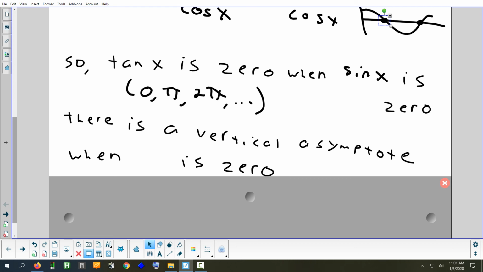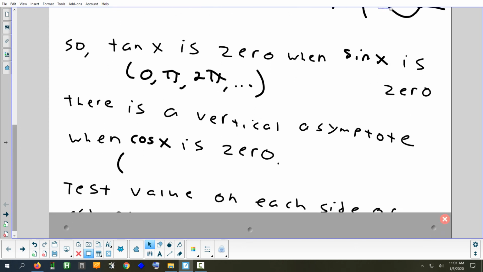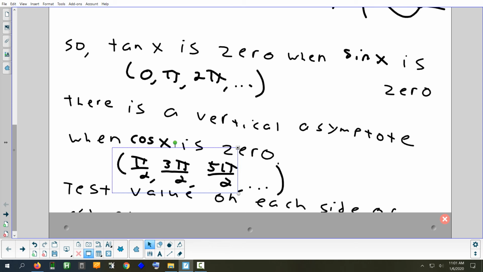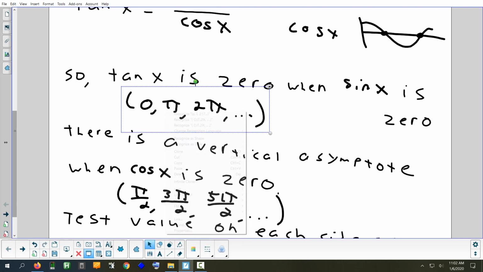All right. So what happens when the denominator is 0? That's a little different. You get a vertical asymptote. So anywhere that the denominator is 0, you're going to get a vertical asymptote. So pi over 2, 3 pi over 2, 5 pi over 2, 7 pi over 2. The pattern here is odd multiples of pi over 2. Even multiples of pi over 2 wouldn't make sense. That's actually what I have right here. That's an even multiple of pi over 2, technically. You could think of it as 2 pi over 2, 4 pi over 2, 6 pi over 2, 8 pi over 2, and so on.